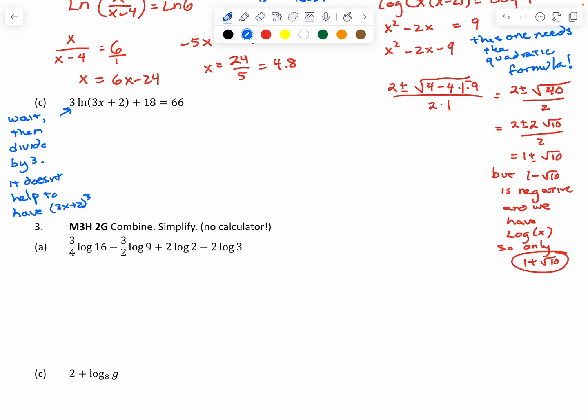Okay, so since we have an equal sign, we have a couple of ways to get rid of the 3. Don't pop it up. Get rid of it some other way. So subtract 18 first. Oh, look at that. Divide by 3. Un-ln by e-ing the other side. Then subtract 2 and divide by 3.